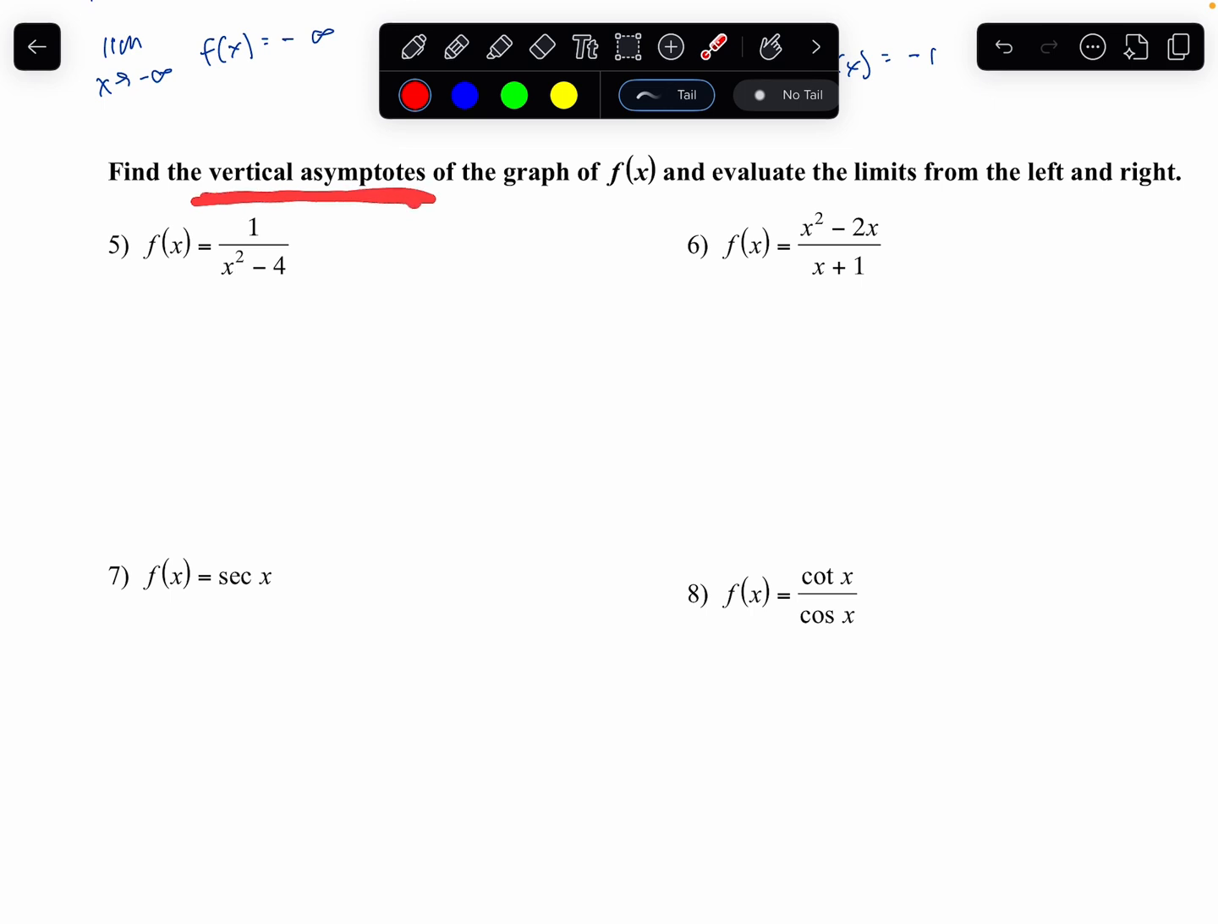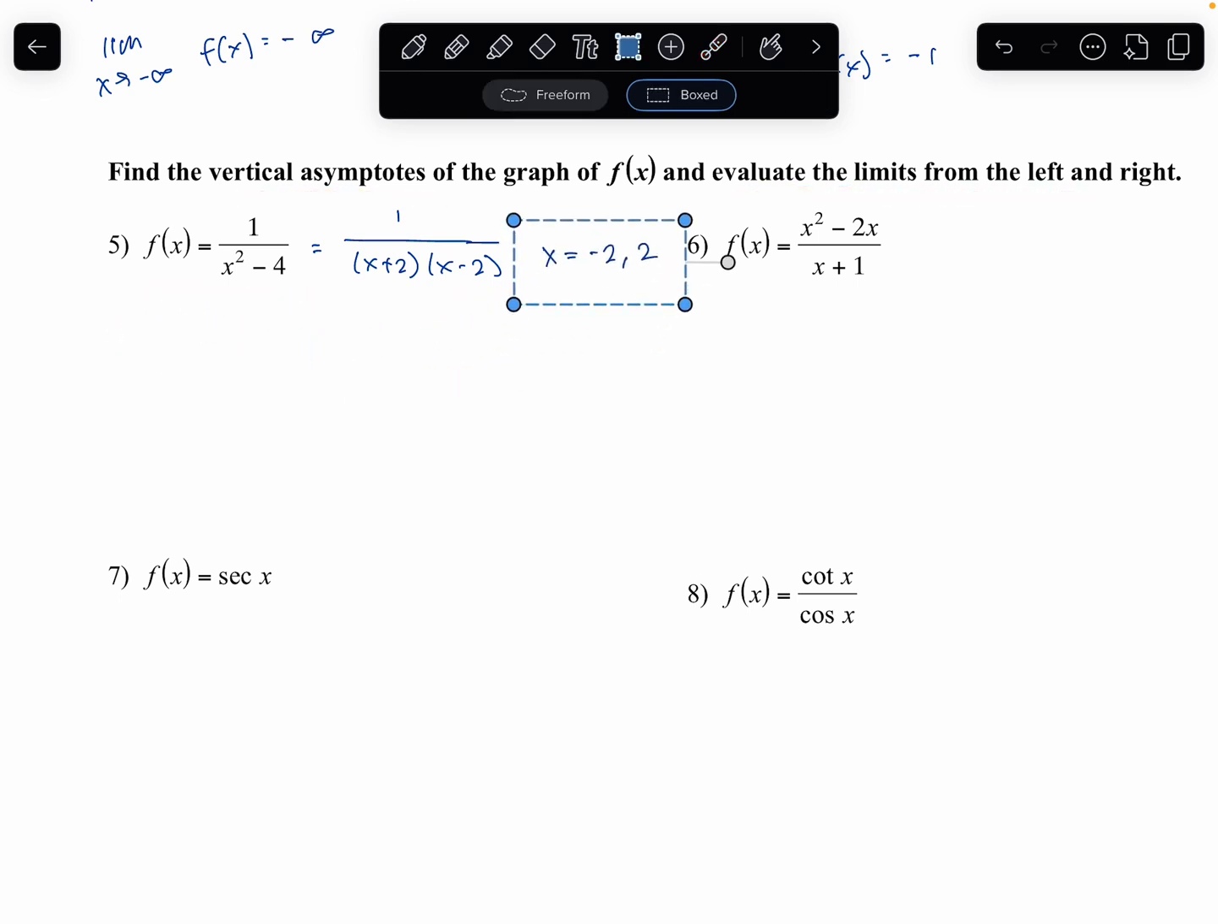And the vertical asymptotes are going to occur, we've talked about it in class, whenever there are non-cancelable factors in the denominator. So this function right here, if I factor the denominator, I get x plus 2, I get x minus 2. Neither of these factors right here can cancel with the numerator. So x equal to -2 and +2 are going to be locations of vertical asymptotes. And we're going to evaluate the limits from the left and from the right of these vertical asymptotes.